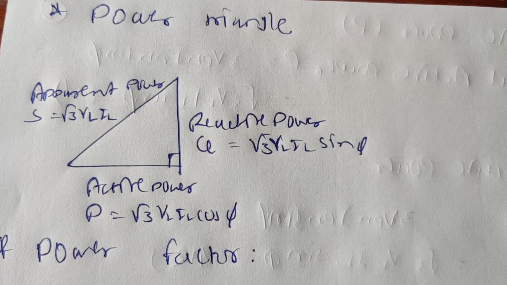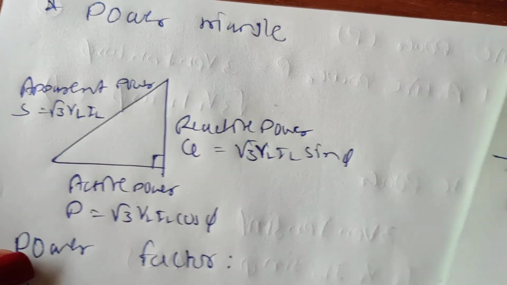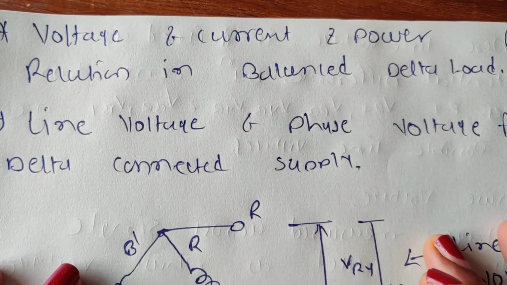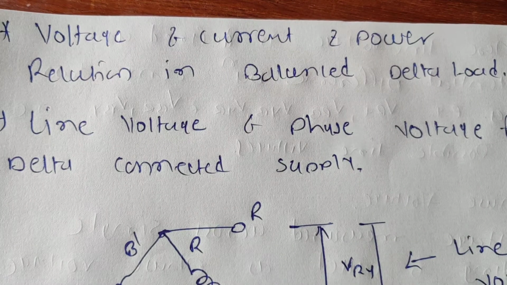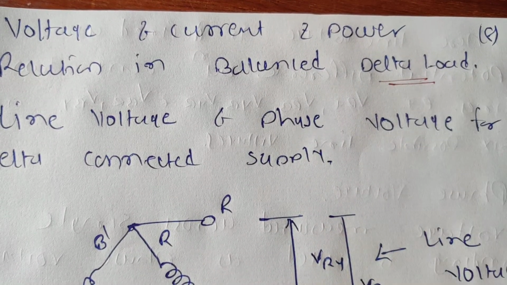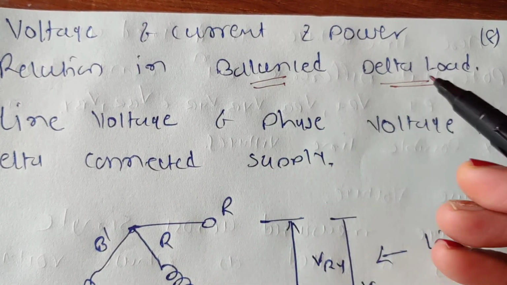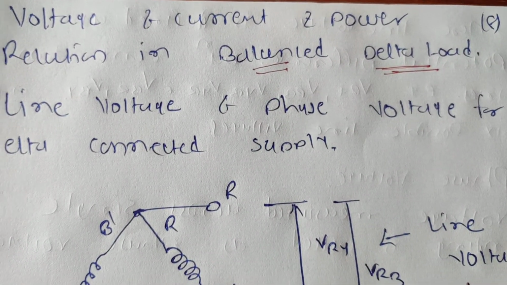They can ask you in a numerical, or they may ask you in theory. Now this is all about a star connected load. Now we start with the voltage, current and power relation in a balanced delta connected load. In a balanced delta connected load, we are using a balanced load in a delta connection.